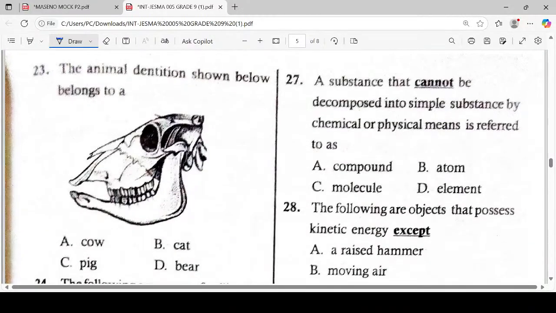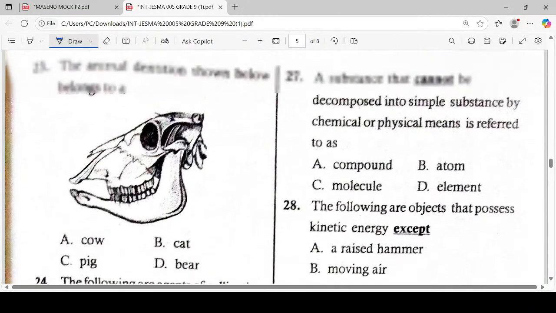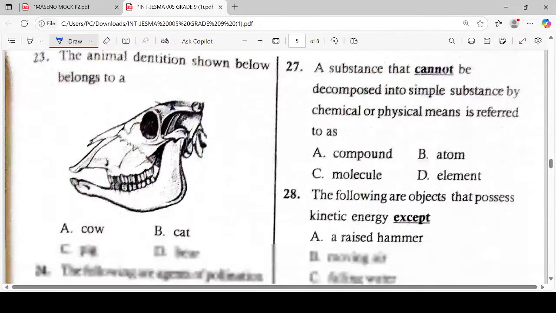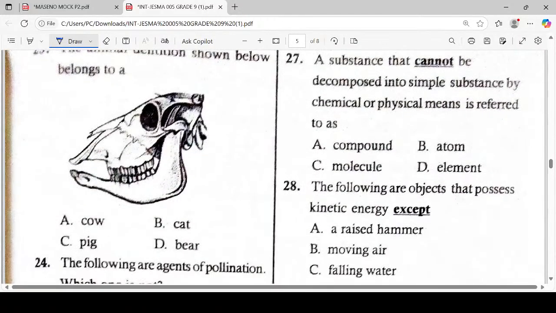Question number 23. The animal dentition shown below belongs to... When you look at this animal, it has teeth on the lower jaw, but on the upper jaw there are no teeth. We call this a horny pad. It has a horny pad. On the lower jaw, between the incisors and the premolars, we don't have the canines. So this part here, we call it the diastema.